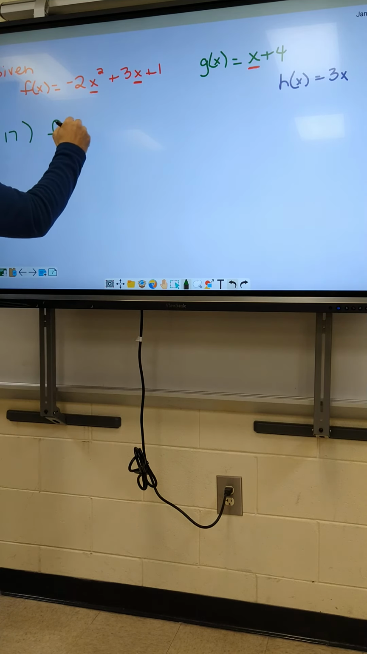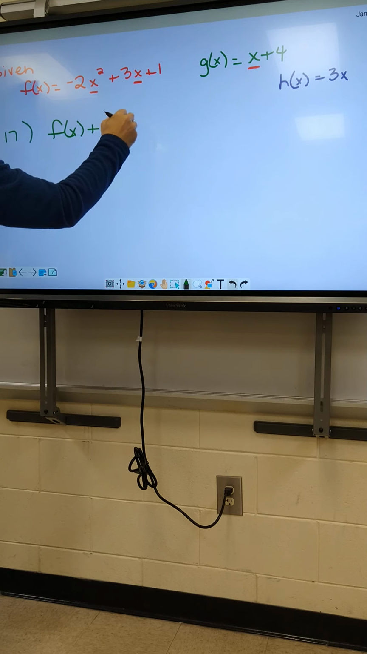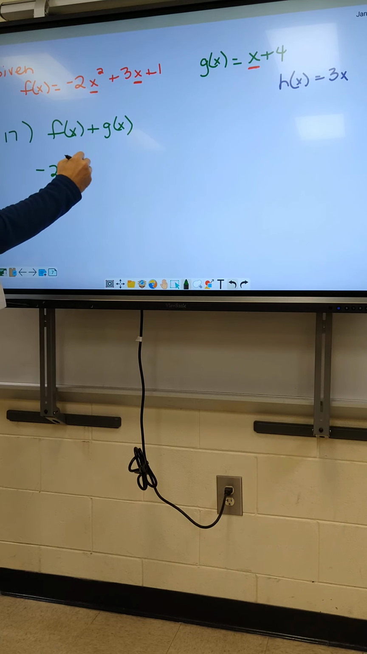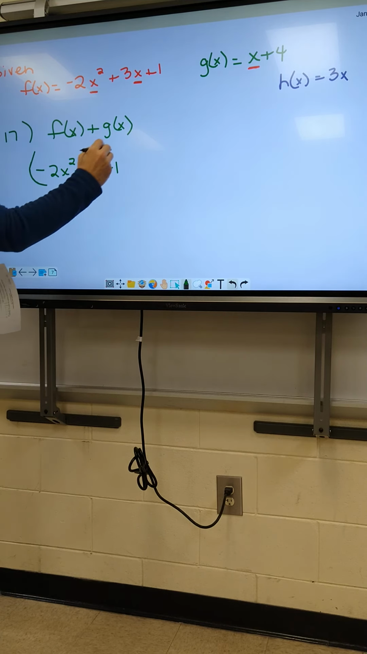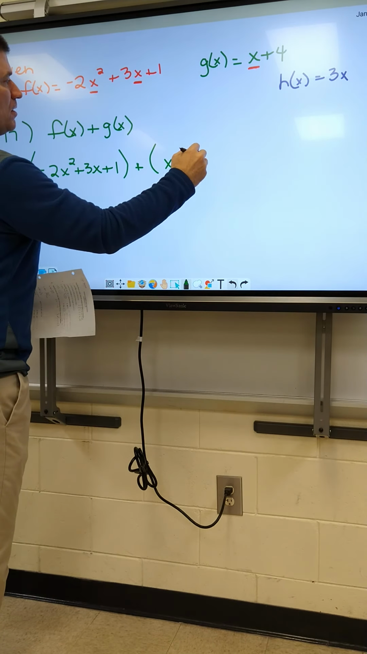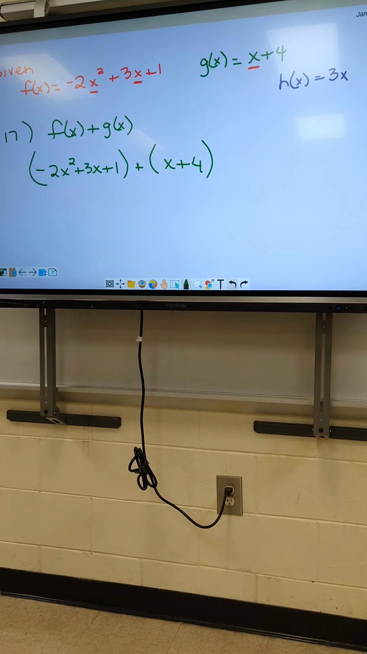All right, 17 is just f of x plus g of x. So this one, you list them again, and you just add like terms. You don't have to distribute a negative on this one. Got a plus in the middle. All right, you guys add your like terms, we'll check it.